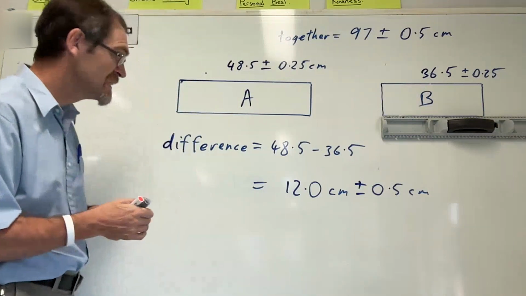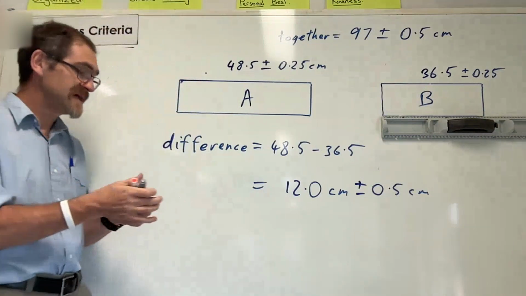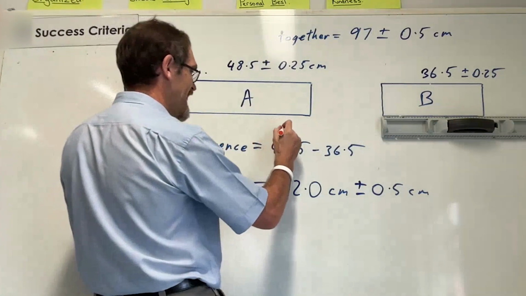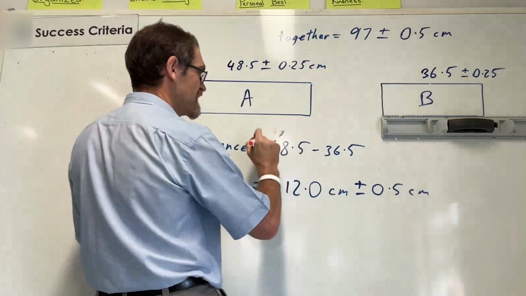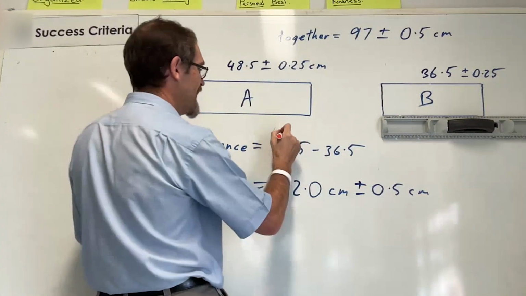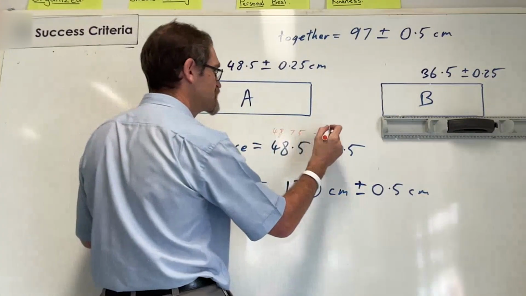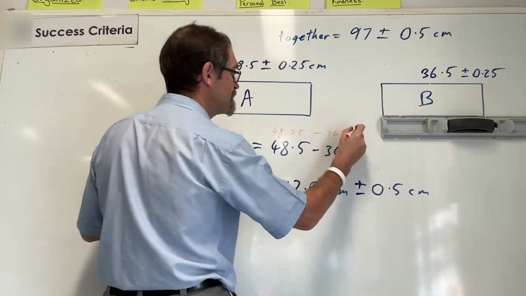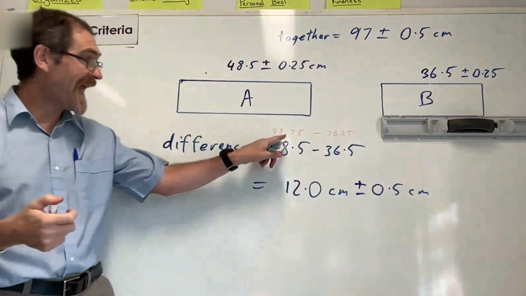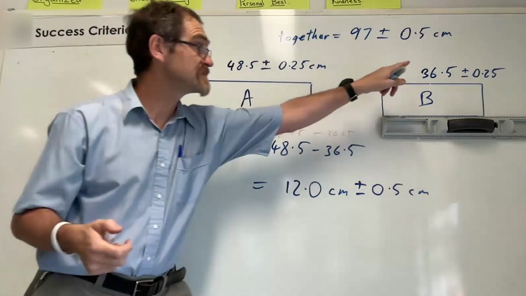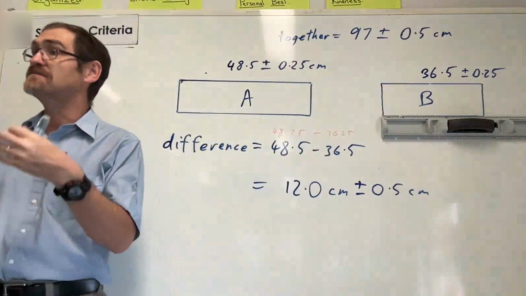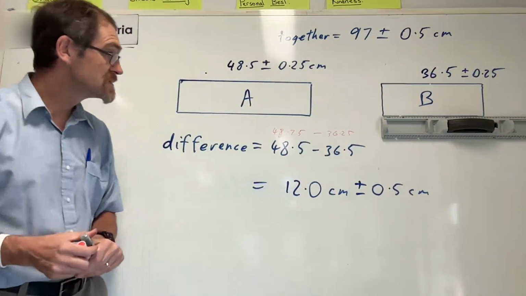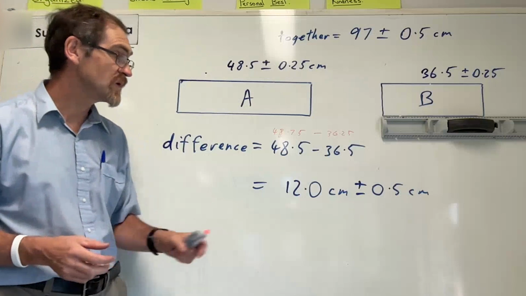Okay. So the biggest the hole could be is if this guy here was 48.75, subtract 36.25. So I've added on the absolute uncertainty here. I've subtracted it over there. That would give us the biggest possible hole that it could be. And what would that give us? So that would give us 12.5.